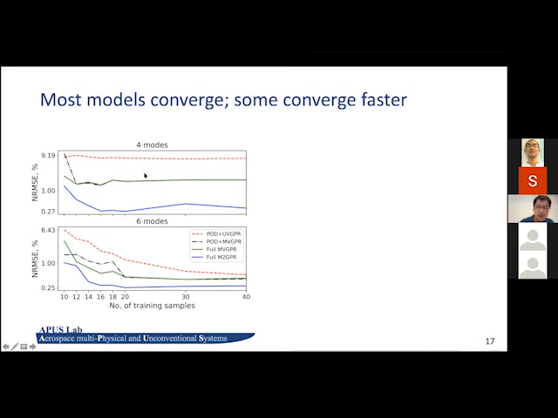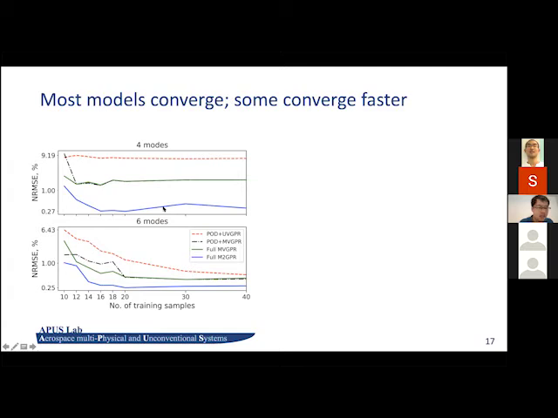On this upper panel, we consider only 4 POD modes, or a rank 4 correlation matrix for the M2 GPR. It turns out the conventional surrogate doesn't converge at all. It keeps having this 10% error, and only the M2 GPR converges. So that might give you a feeling that with this more complex model, we are able to achieve higher accuracy.